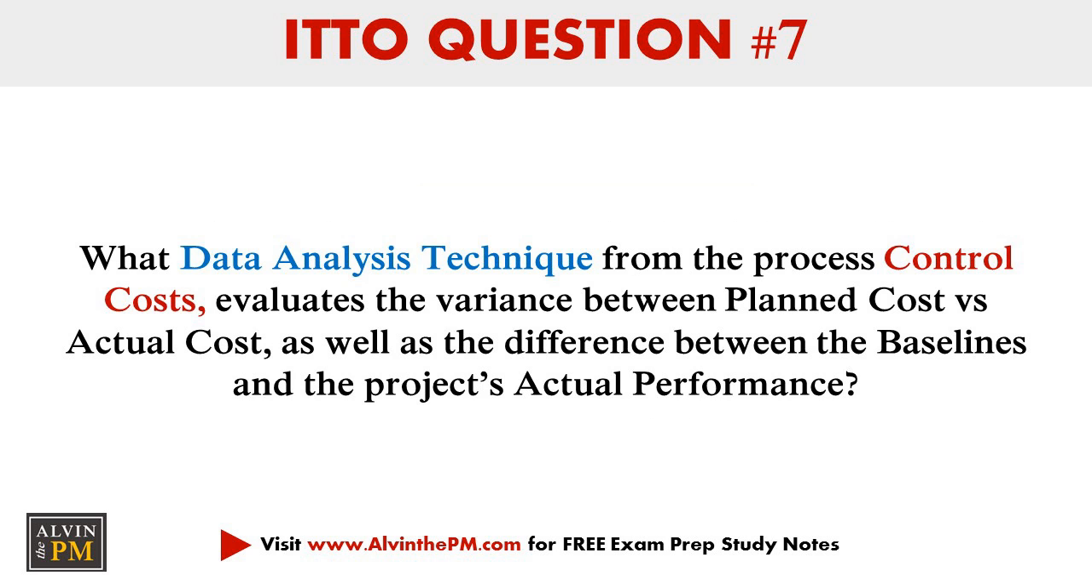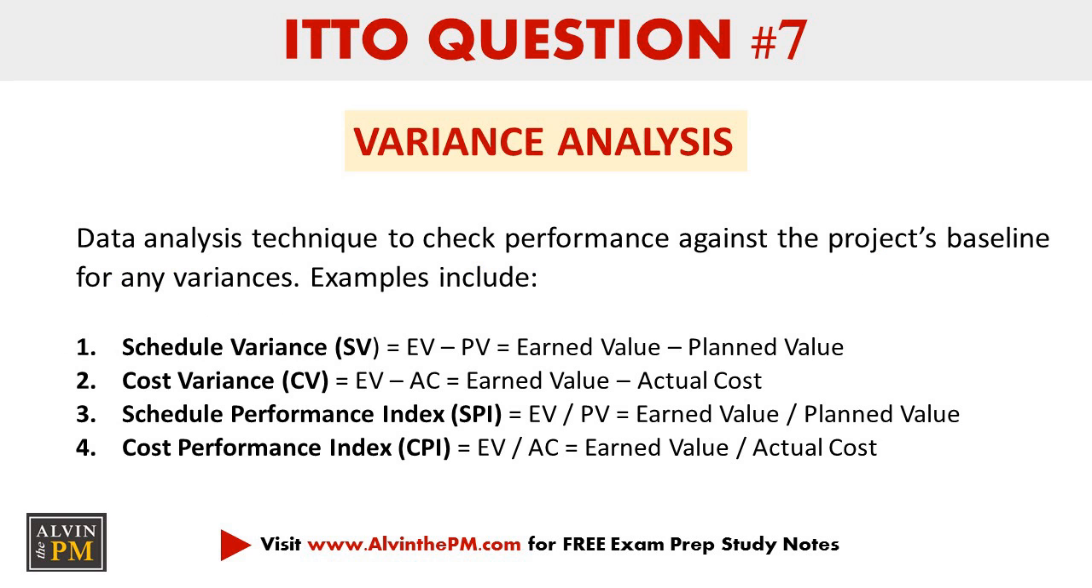Question 7. What data analysis technique from the process control costs evaluates the variance between planned cost versus actual cost, as well as the difference between the baselines and your project's actual performance? The correct answer is variance analysis, which calculates your project performance against your initially planned baseline. Keep in mind that there are 4 different variables you can calculate, which includes the schedule and cost variance, as well as the schedule and performance index. So make sure you understand what each variable is and how to calculate each parameter. On to our next question.